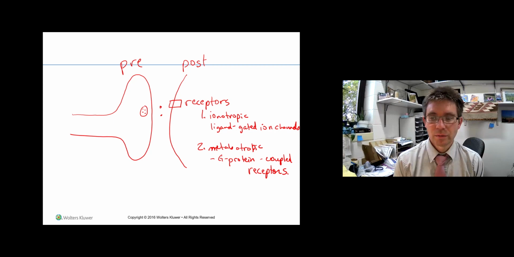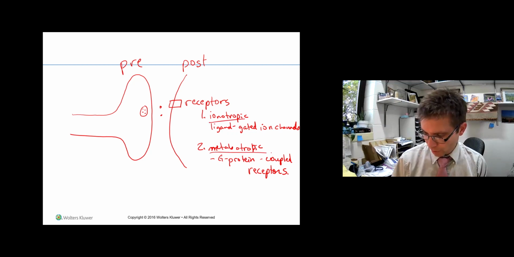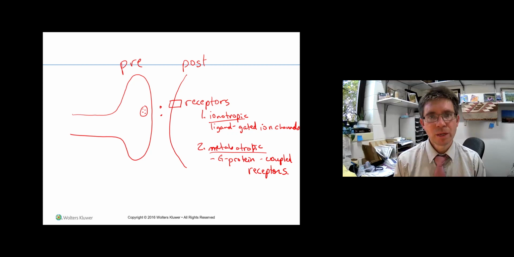Let's talk about receptors and ligands for a minute. So a receptor, whether it be ionotropic or metabotropic, is a membrane protein or a complex of membrane proteins that come together to form a receptor. So it can either be a single polypeptide chain, or it can be multiple polypeptide chains that come together as subunits to form a receptor.